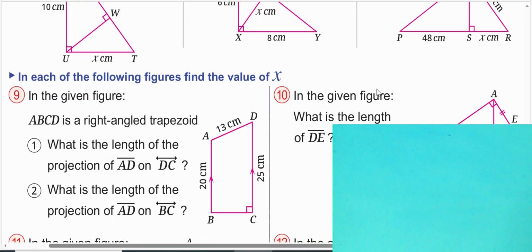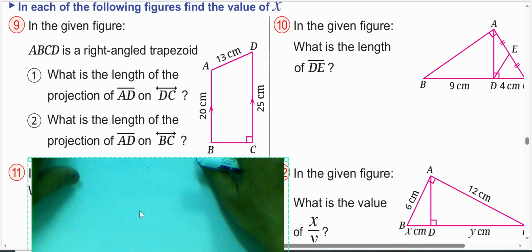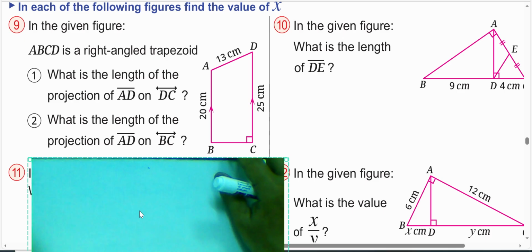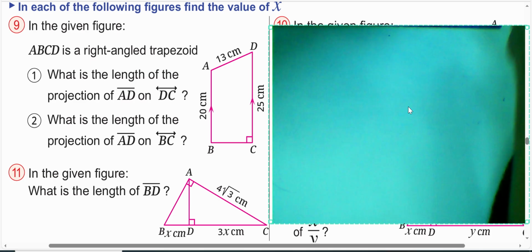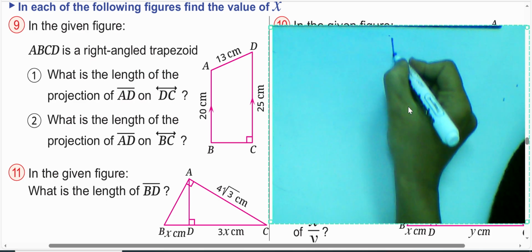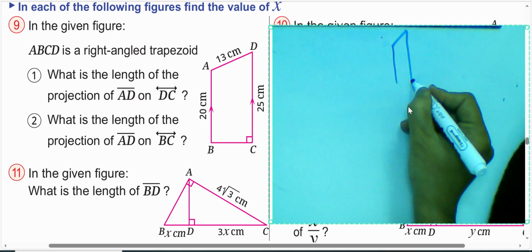Next question. In each of the following, find the value of x. Okay, listen here. We want to find the length of x. Where x? No, not x. He asked about this question. He wants to find what is the length of projection ED on DC. Okay, this question I will solve behind it here. Okay, I will draw. We have a trapezium like this.